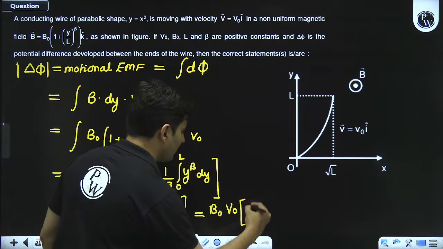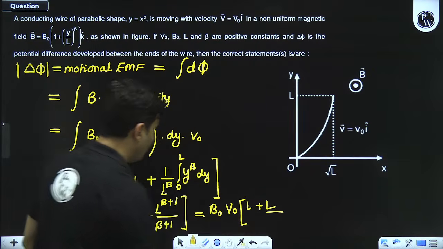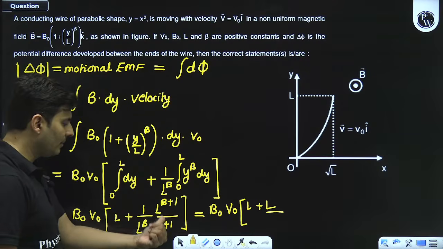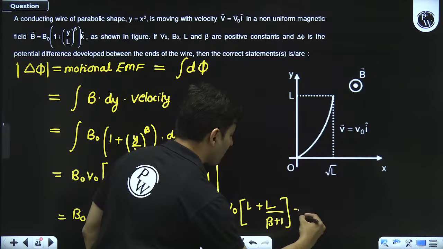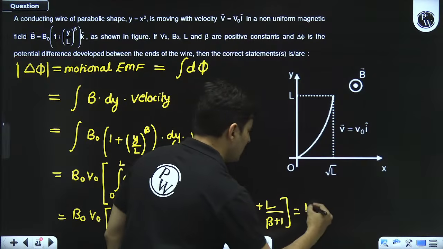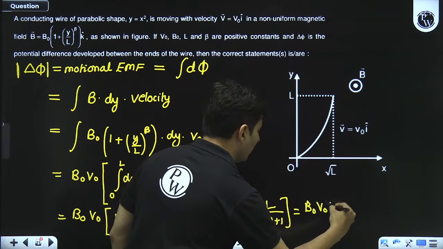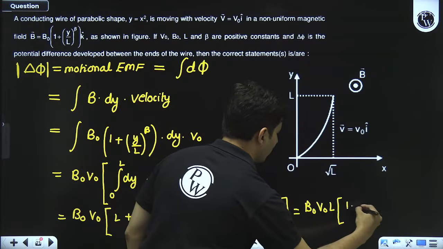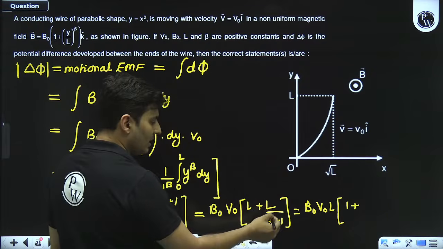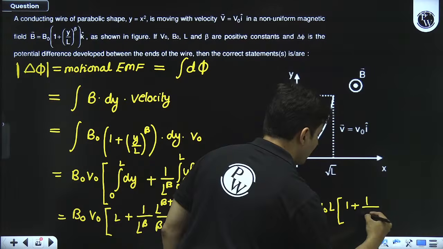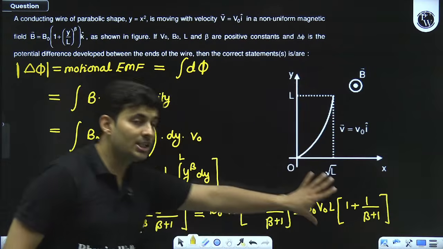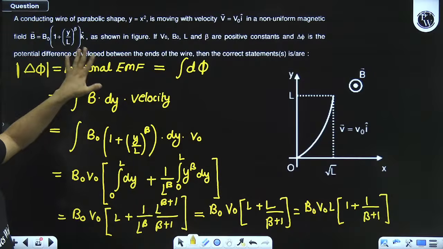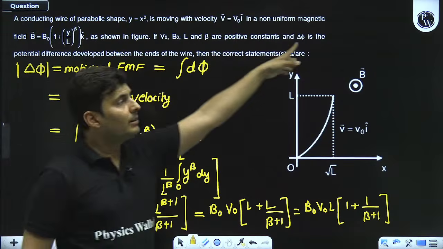So I'll be just left with L plus L divided by, only L will remain. In the downstairs, you will have beta plus 1. Okay. So L can be also taken outside. So it will be B naught V naught L and brackets 1 plus, because L is taken outside, 1 plus 1 by beta plus 1. Now this is a generic expression in beta terms for the EMF generated.